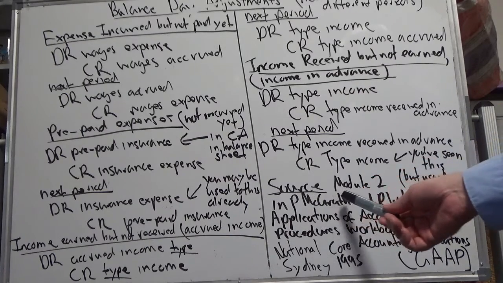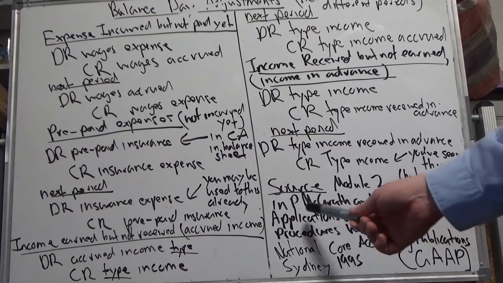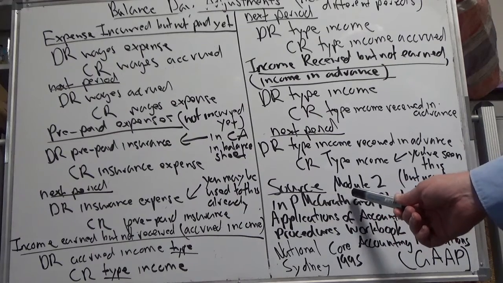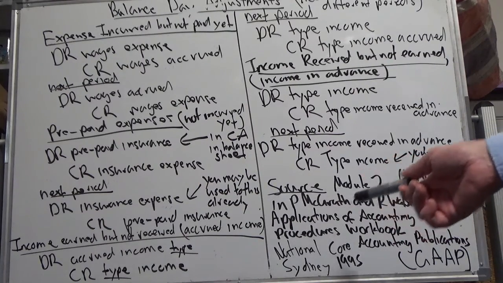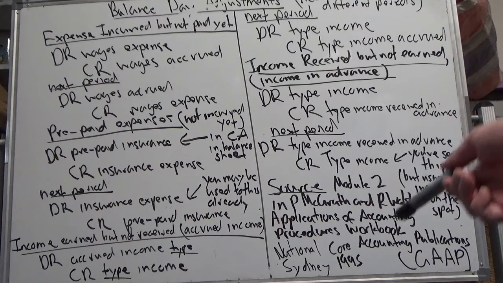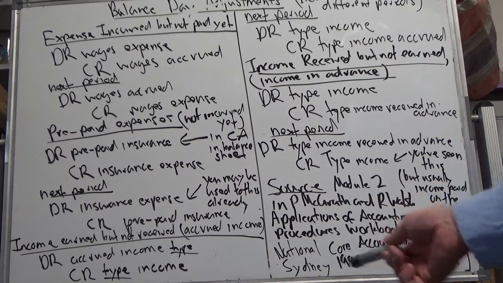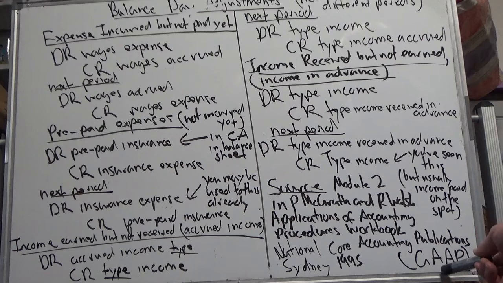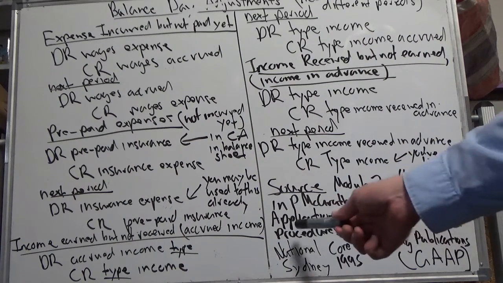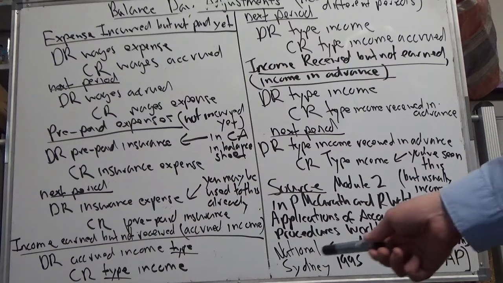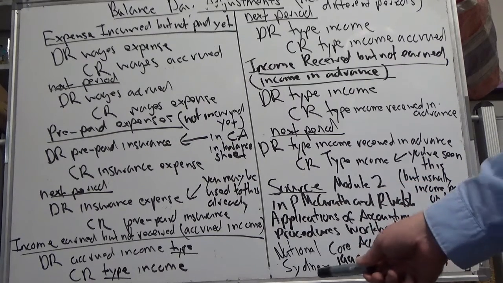My source is module 2, I've chosen the 10 column worksheet of this textbook, and I got these general journal entries out of that book. But these are generally accepted accounting principles, and they're known worldwide in bookkeeping format. But P. McGrath and R. Walsh, Applications of Accounting Procedures Workbook, National Core Accounting Publication, Sydney 95.